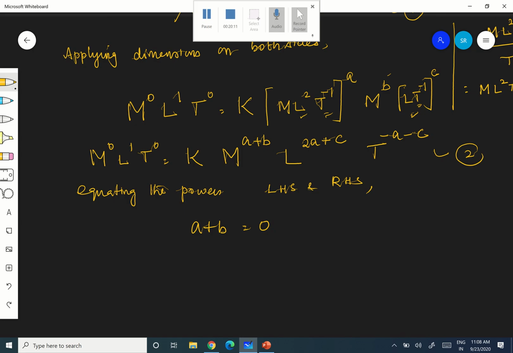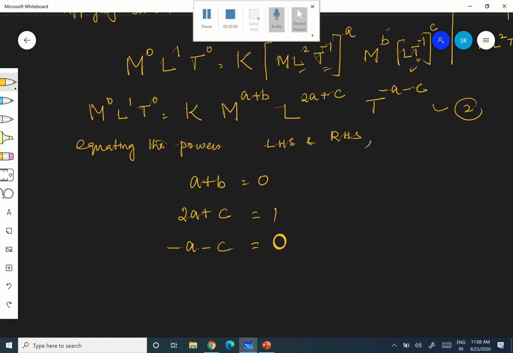And l power 2a plus c, here l power 1. Therefore, 2a plus c, that is equal to 1. Hope you are following. Then t power minus a minus c, minus a minus c, that is equal to 0. Are you following, children? Now, by equating, solving the equations is a very linear equation. I think you are very much familiar with that.